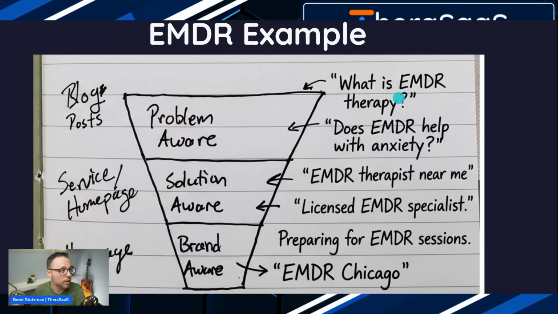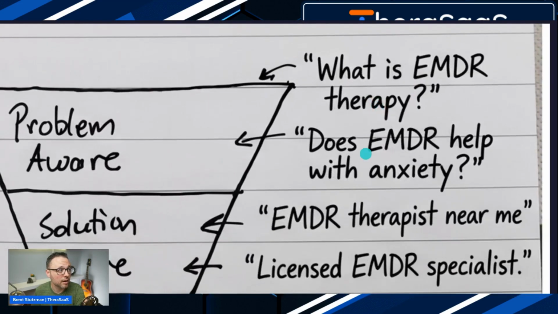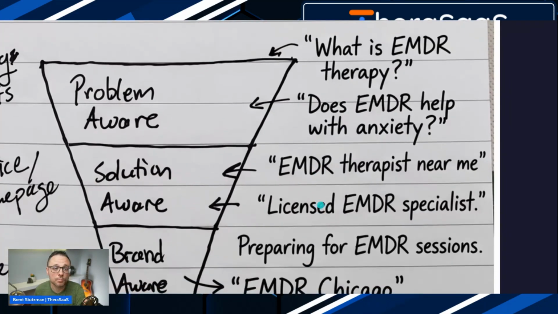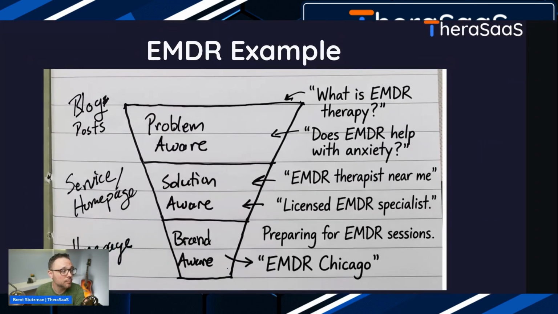You don't have a budget to be able to have blog posts that say, what is EMDR therapy, or does EMDR help with anxiety? You don't have money to be spending on Google Ads to direct people to blog pages on your website that have this content. I want people whose intent is that they're ready to purchase, like they're on that verge. They want to do research on local practices.